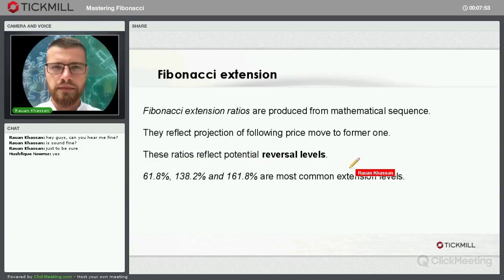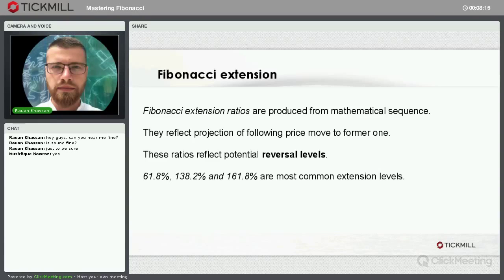So you can understand, let's make out some words. Fibonacci extension ratios are produced from a mathematical sequence. They reflect the projection of the following price move to the former one. These ratios, like Fibonacci retracement, reflect potential reversal levels.